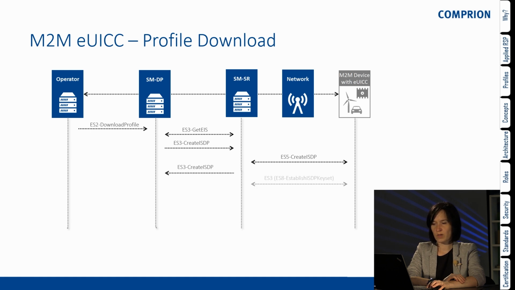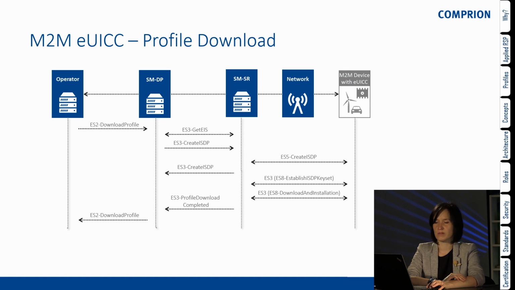The response is coming. And then afterwards, the key set establishment procedure will be performed. You can see there are two envelopes because we have two interfaces and two types of security. And then the last steps are download and initiation. Afterwards, we have the note that the profile download is completed, and the response to the download profile command goes to the operator.